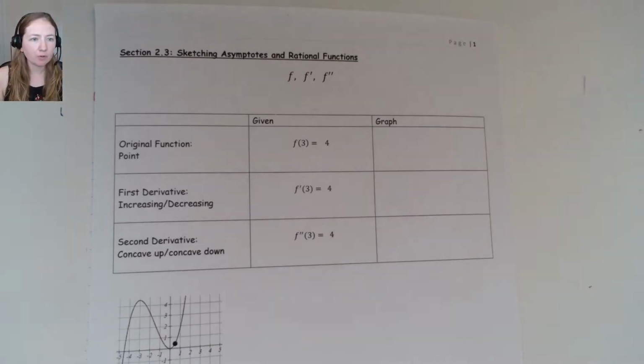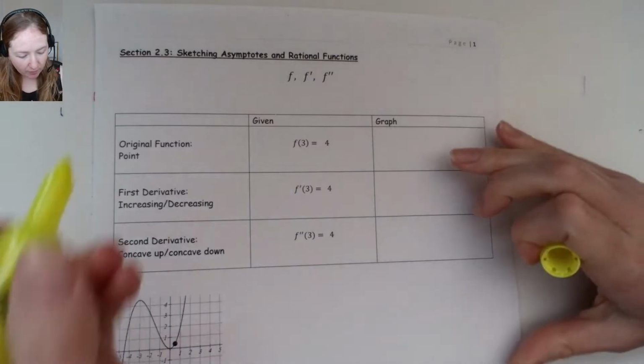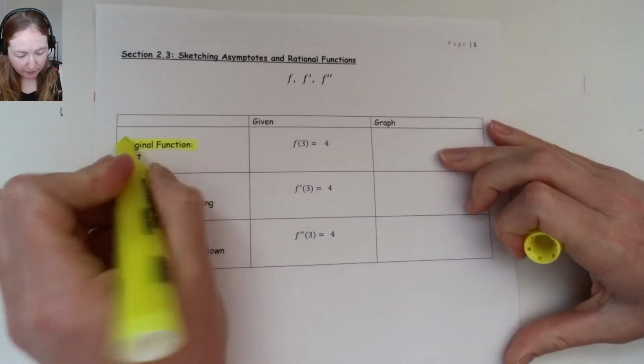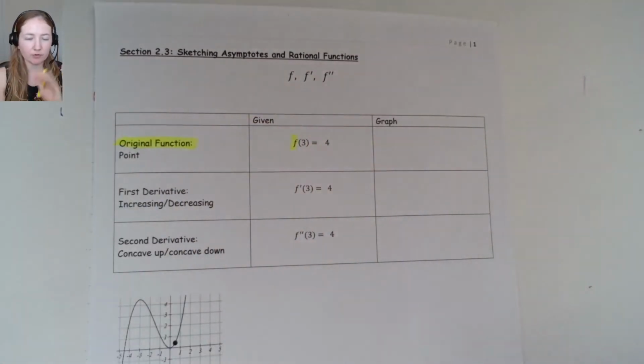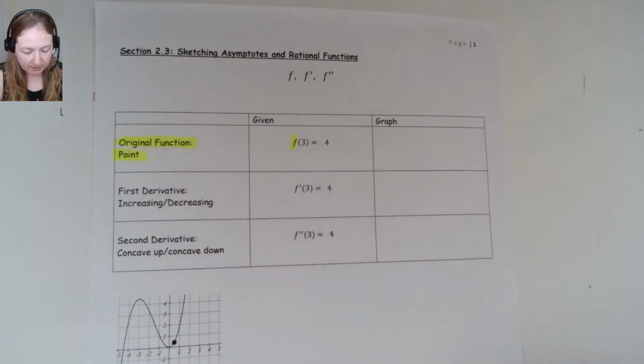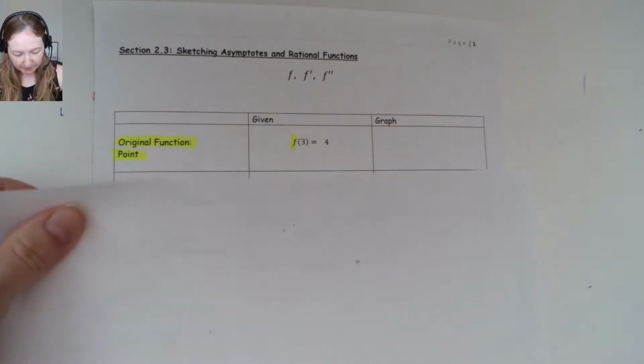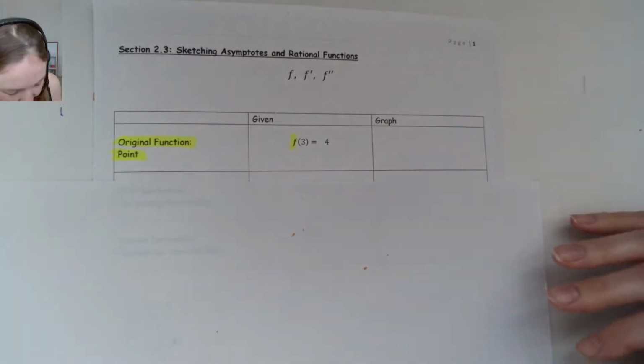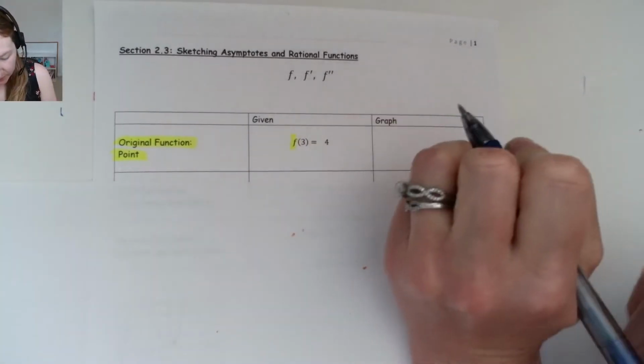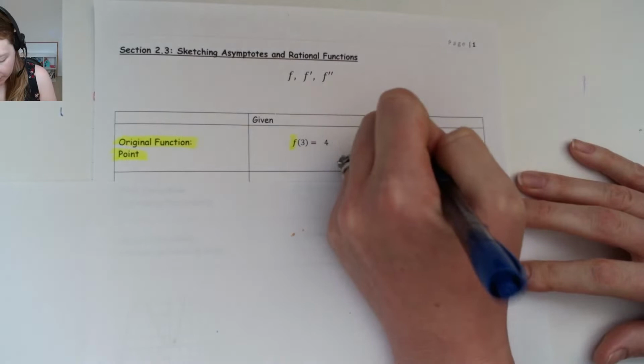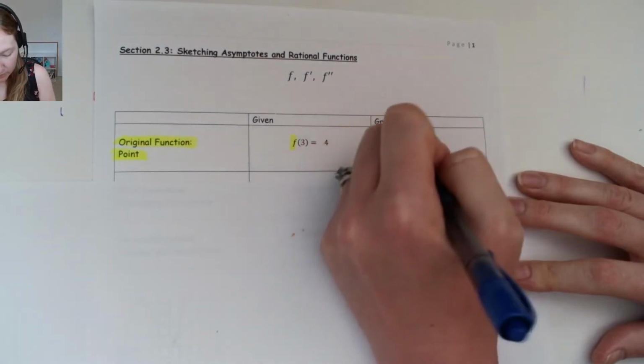All right, so now we're going to put all of these concepts together. And the thing to remember is that if you are given an original function, so just f, there's no prime involved, what you're graphing is a point. So the original function represents a point. So when you're looking at this where it just has f of 3, that is going to be our 3 comma 4. So it is a point, a coordinate on the graph.